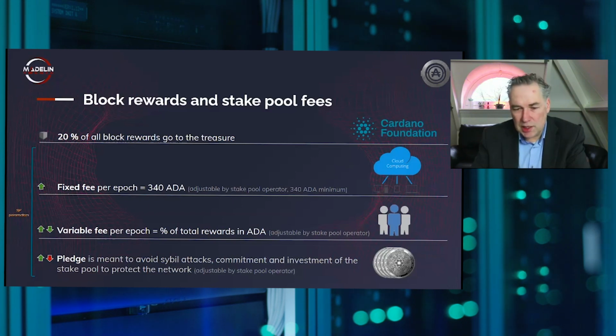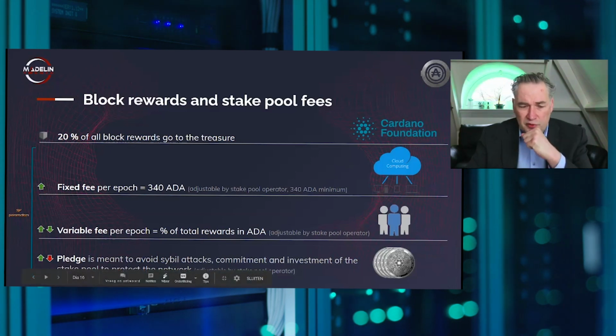Why marketing? Of course, the stake pool operator also has to market this pool to attract new stake, because the more stake there is in the stake pool, the more chances to get elected as a leader, get more blocks, and basically produce more rewards for the delegators, and of course for the stake pool owner itself.